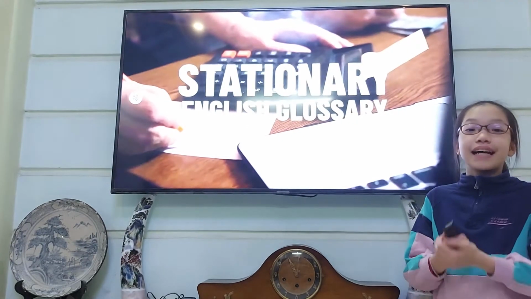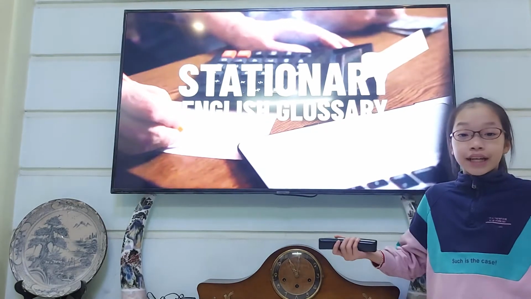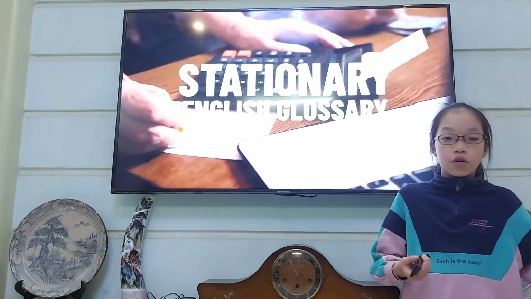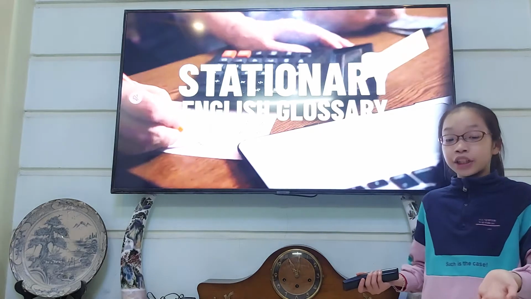Today we're going to learn some vocabulary about stationery. So what is stationery? It's basically some tools that you'll need to use in the office or even at home. It also includes your school supplies.